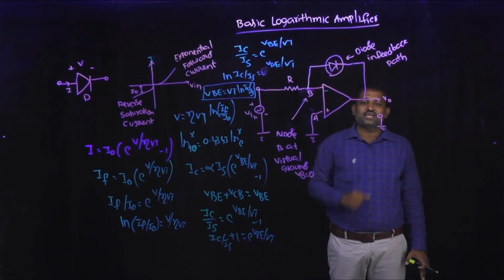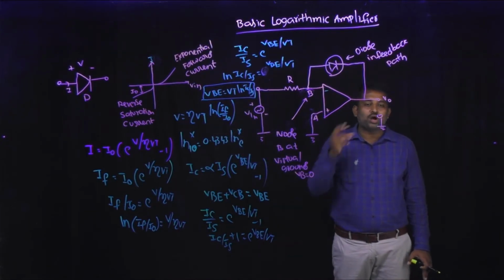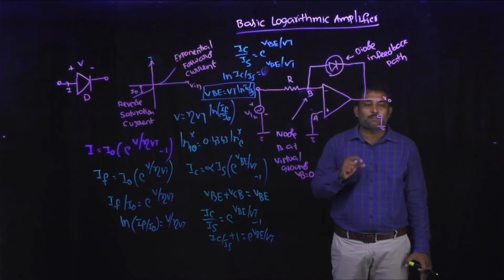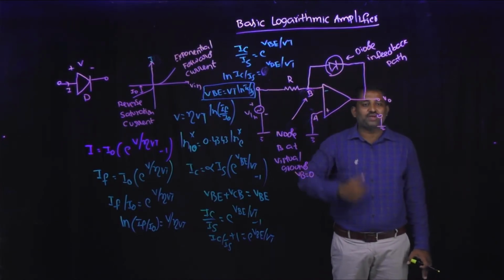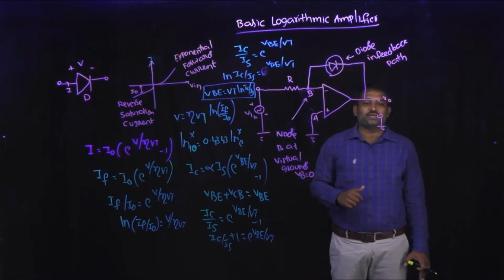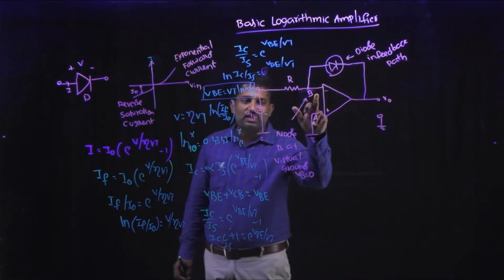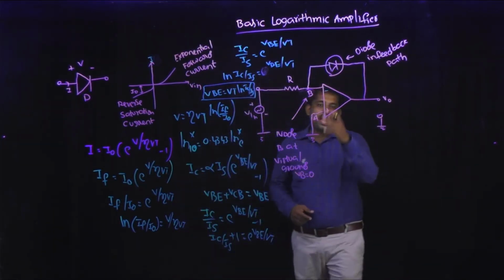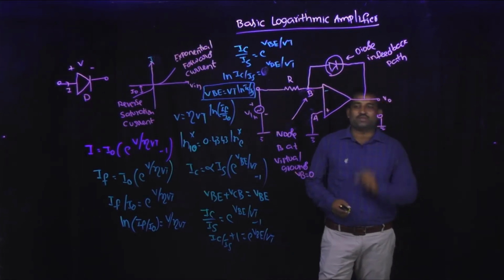Similarly, in case of the logarithmic amplifier, the output voltage will be equal to the logarithm of the input voltage, and depending upon which input terminal we apply the input to, it may be the inverting logarithmic amplifier or the non-inverting logarithmic amplifier. Here I am applying the input at the inverting terminal of an op amp, so I am treating it as a basic inverting logarithmic amplifier.